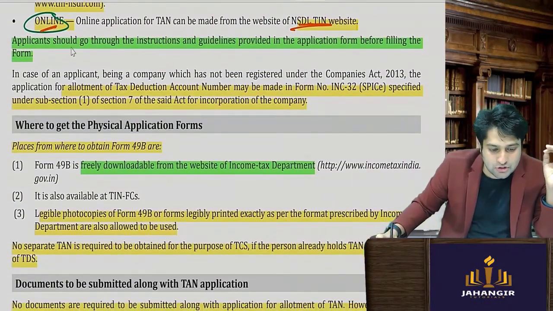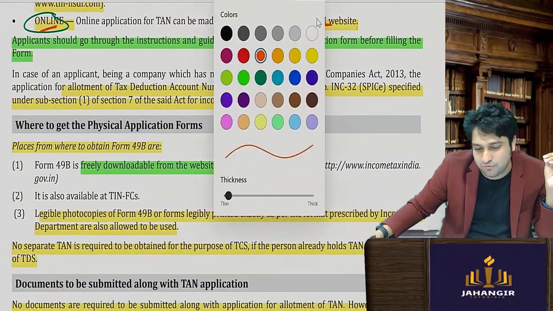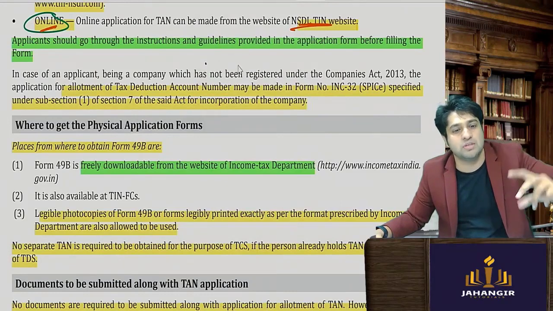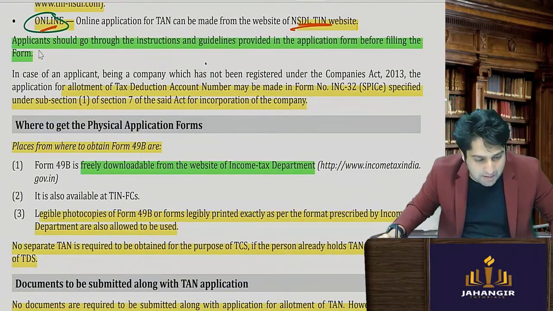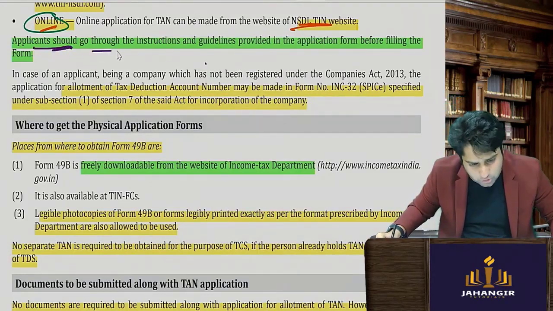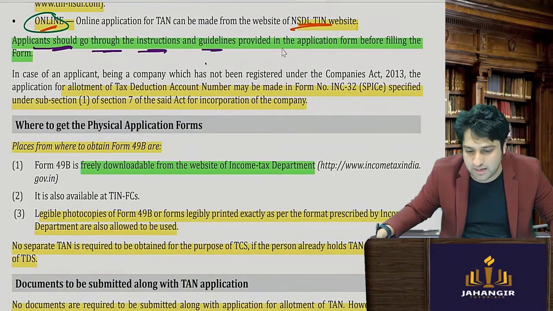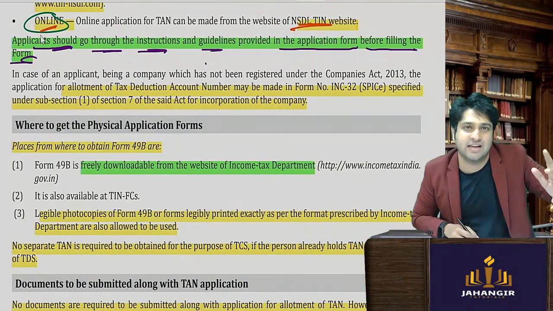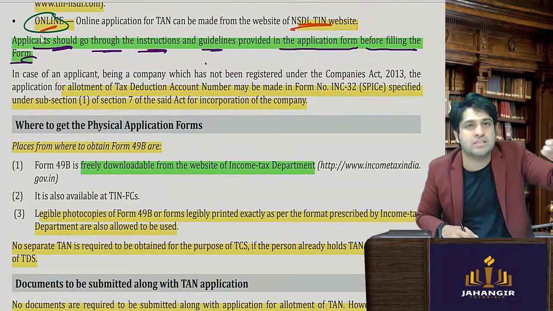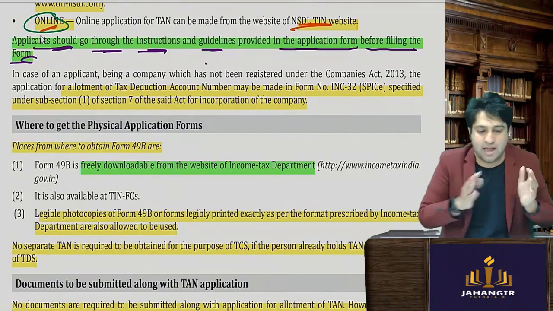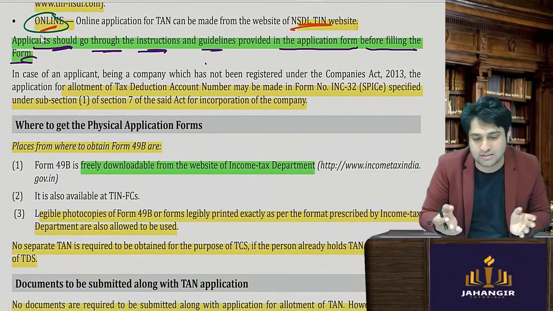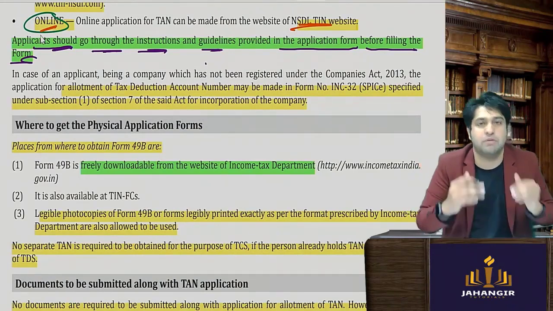Now, application: this which I put green is something very common, which you can use as an answer builder. Applicants should go through the instructions and guidelines provided in the application form before filing the form. With this line, I can build an answer that for any form, the applicant should go through the instructions and guidelines provided in the application form before filing it.